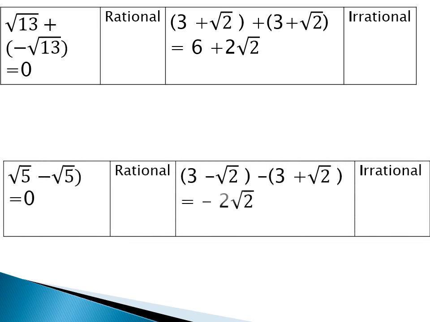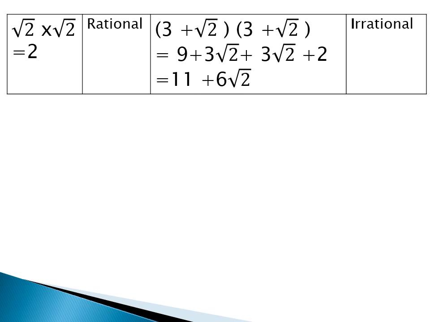Next, difference. Two irrational numbers, root 5 and root 5, we are doing the subtraction, then the answer is 0. Similarly, 3 minus root 2 minus of 3 plus root 2. Expand the bracket, we will get 3 and 3 will get cancelled. Minus root 2 minus root 2 we will get, therefore minus 2 root 2. In this case the answer is irrational. So if the difference of two irrational numbers is taken, then the result may be either rational or irrational.